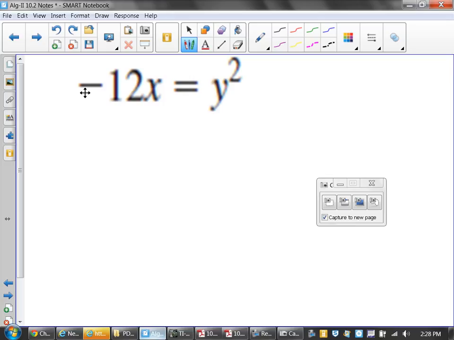What direction is this going to go, guys? Left. Still left. It's a y squared, so it's left. Murph, it's still left. I said left first, then you tried to change.